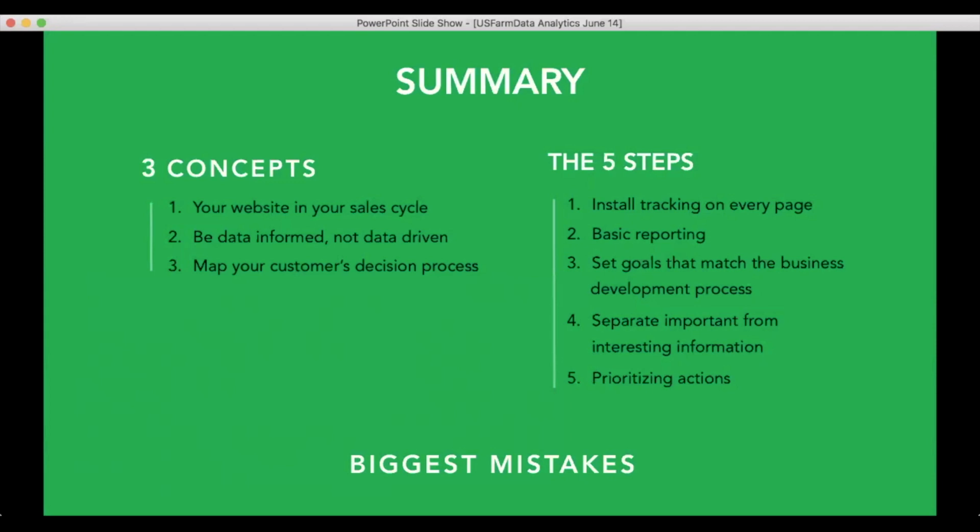They aren't spending enough time with their customers, mapping that customer decision process and trying to find out where their website fits into that. Those are the big ones when we say the biggest mistakes that people are making.